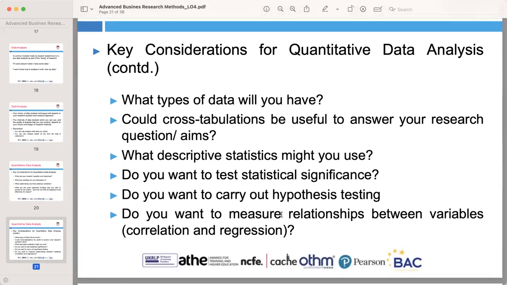Or do you want to measure the relationship between variables? Relationships between variables, quantitative data analysis also allows us to explore relationships between variables. So correlation and regression are two statistical techniques used for this purpose. Correlation assesses the strength and direction of the relationship between two numeric variables, while regression helps us understand how one variable, the independent variable, affects another, the dependent variable. Any questions if anyone is there?